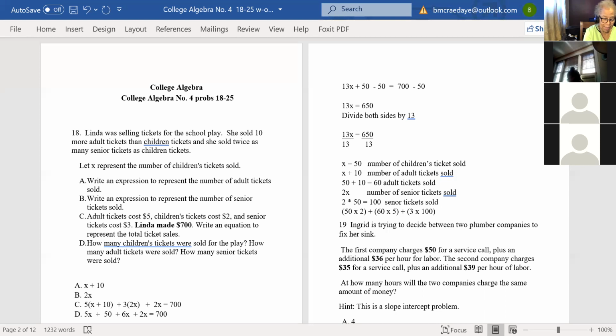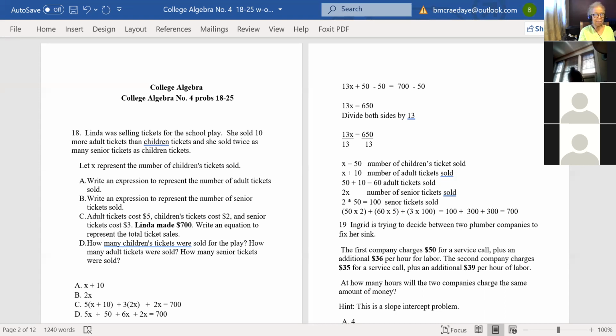Isn't that 700? So you'd have 50 times 2 is 100, plus 5 times 60 is 300, plus 3 times 100 is 300. That's 100, 300, and 300, and that's equal to 700. So we know it's correct. That's how we could check it, because that's how much we made, $700 on all the tickets.